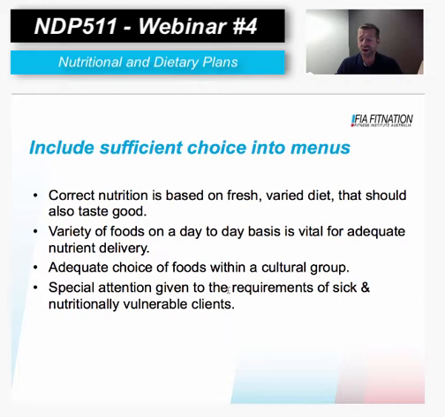Adequate choice of foods within a cultural group. So again, it's important to broaden your knowledge of what it means to be a vegan, what it means to that individual, and what the general term vegan actually refers to, and the importance of combining different foods if you are dealing with a vegan client. But also being aware of food preparation requirements for food to be considered halal or to be considered kosher. So again, broadening your knowledge, very, very important when you're working with different cultural groups. Special attention given to the requirements, obviously, of sick and nutritionally vulnerable clients.